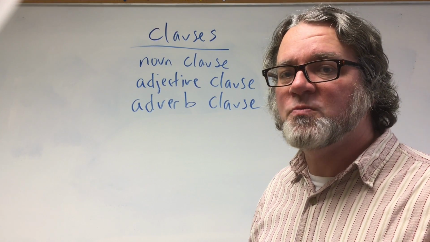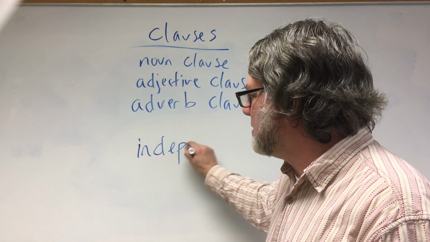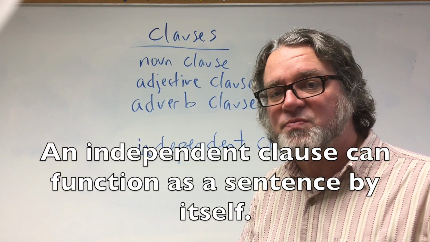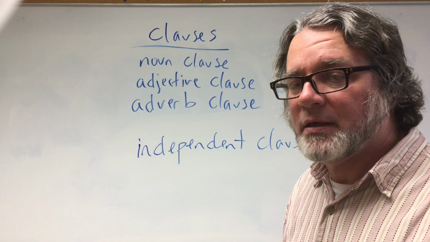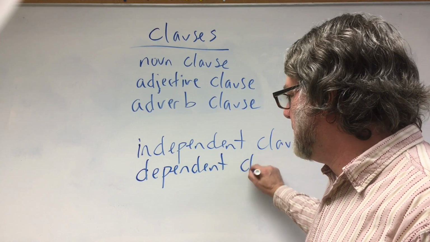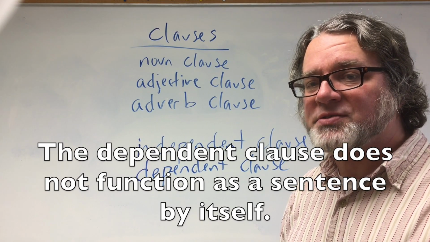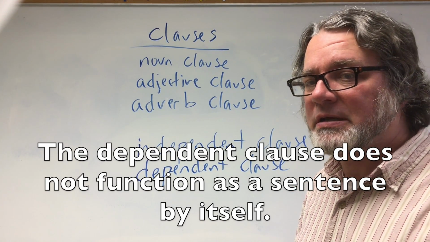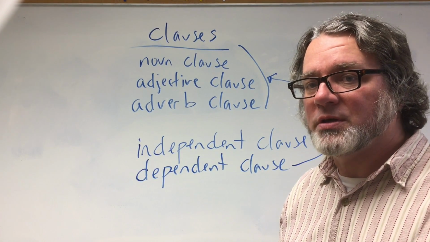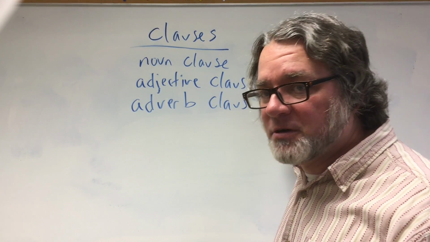In English, there are 2 main categories for clauses. There's the independent clause, and this can function as a sentence by itself. And then there's the dependent clause. The dependent clause does not function as a sentence by itself. The dependent clause would be one of these 3 categories: the noun clause, an adjective clause, or an adverb clause.